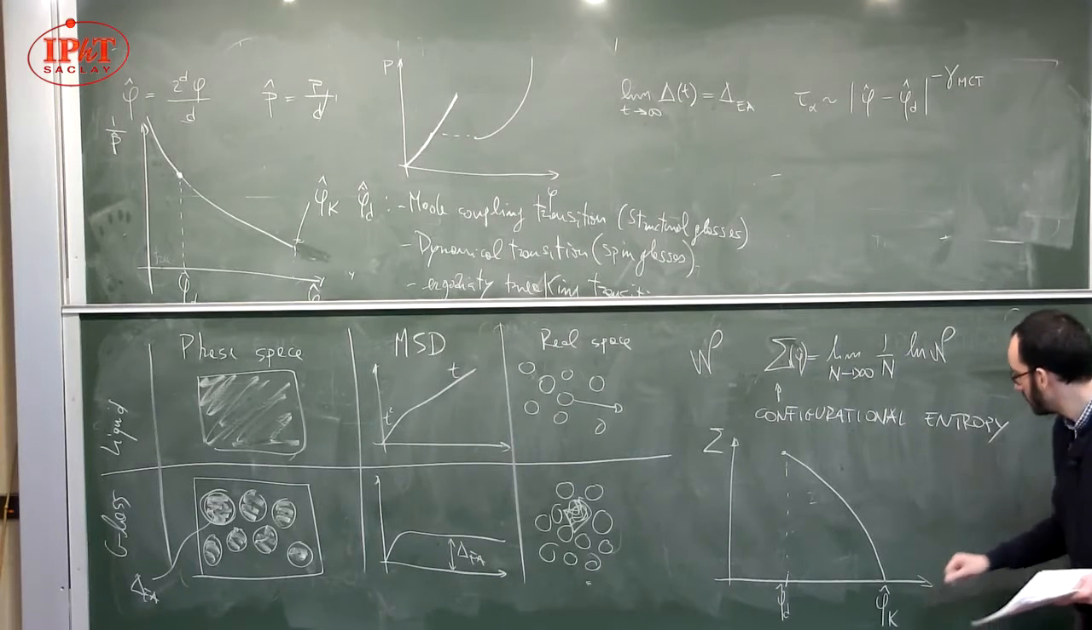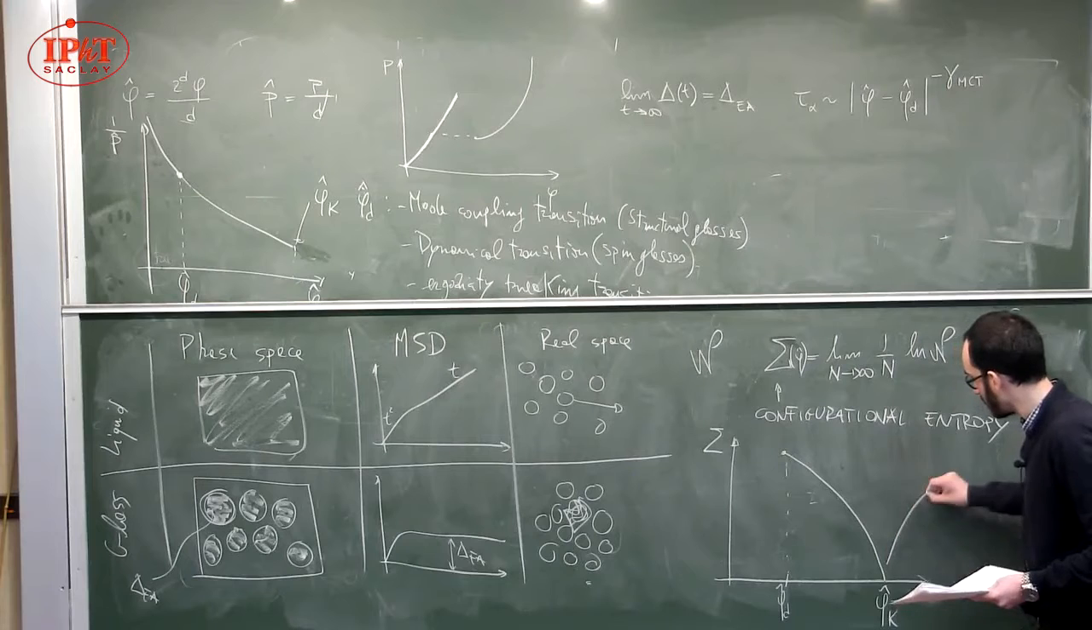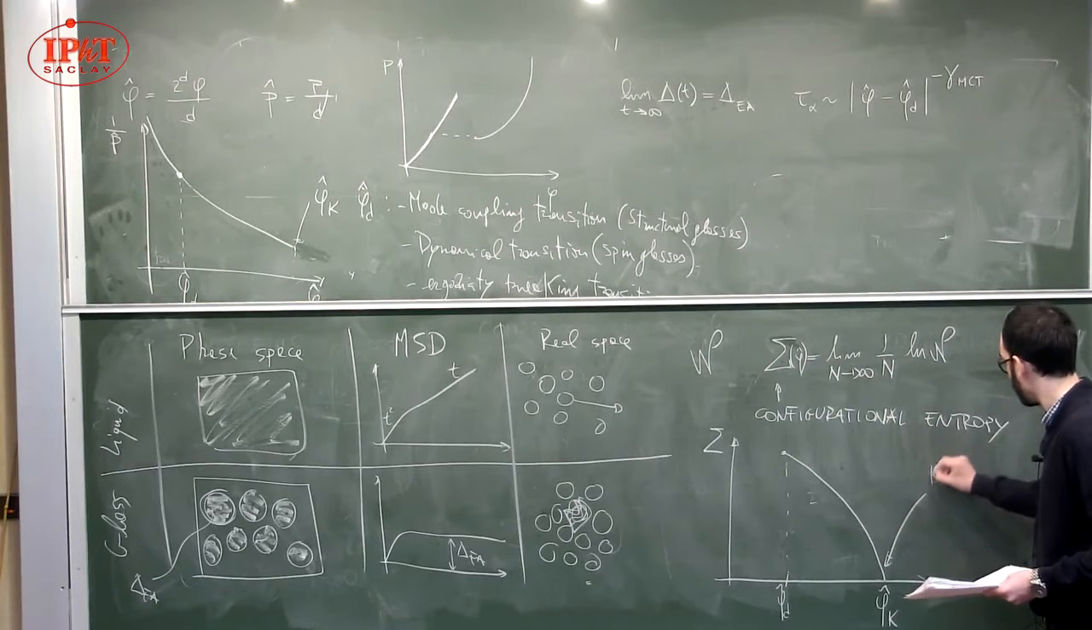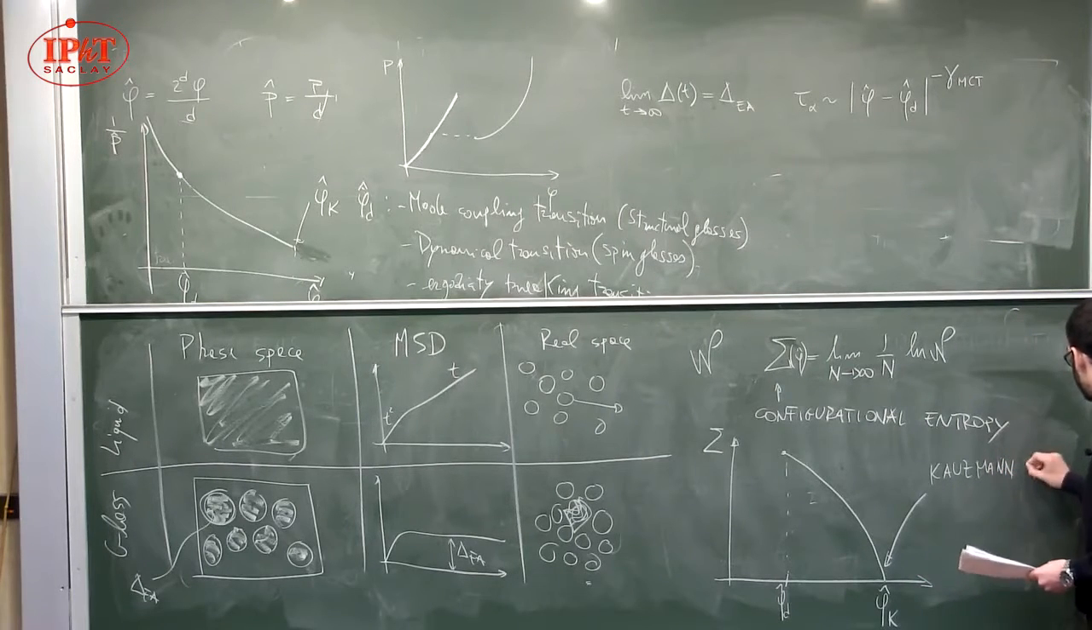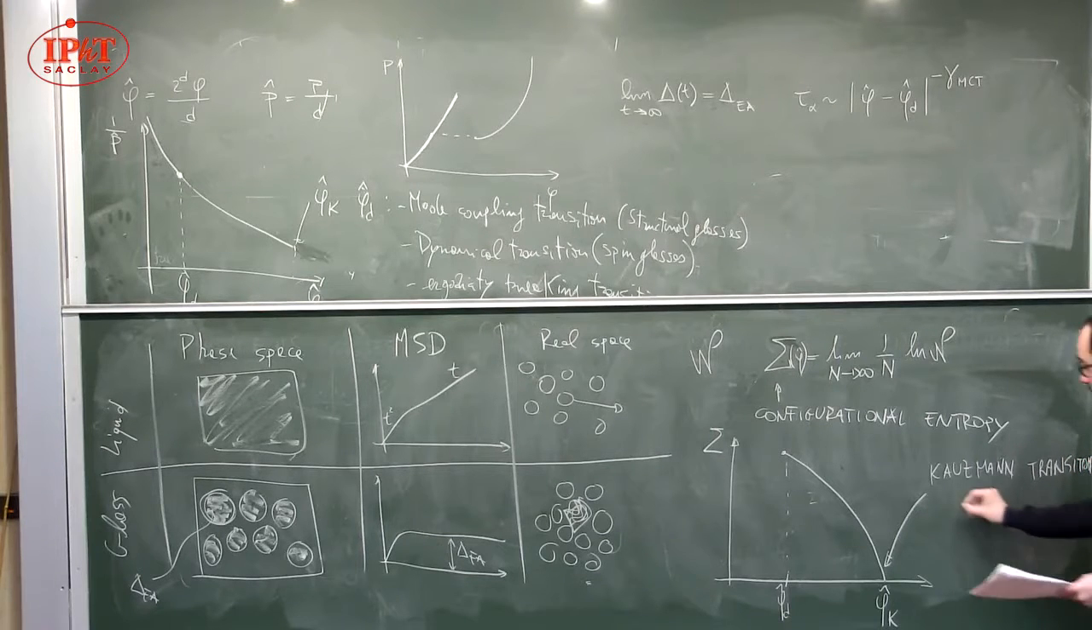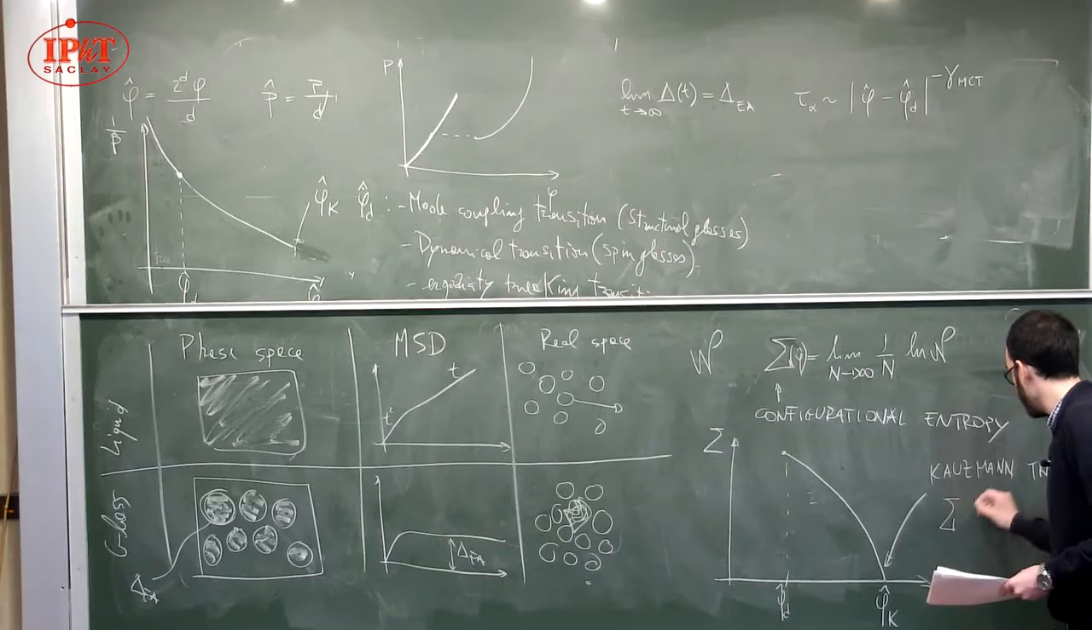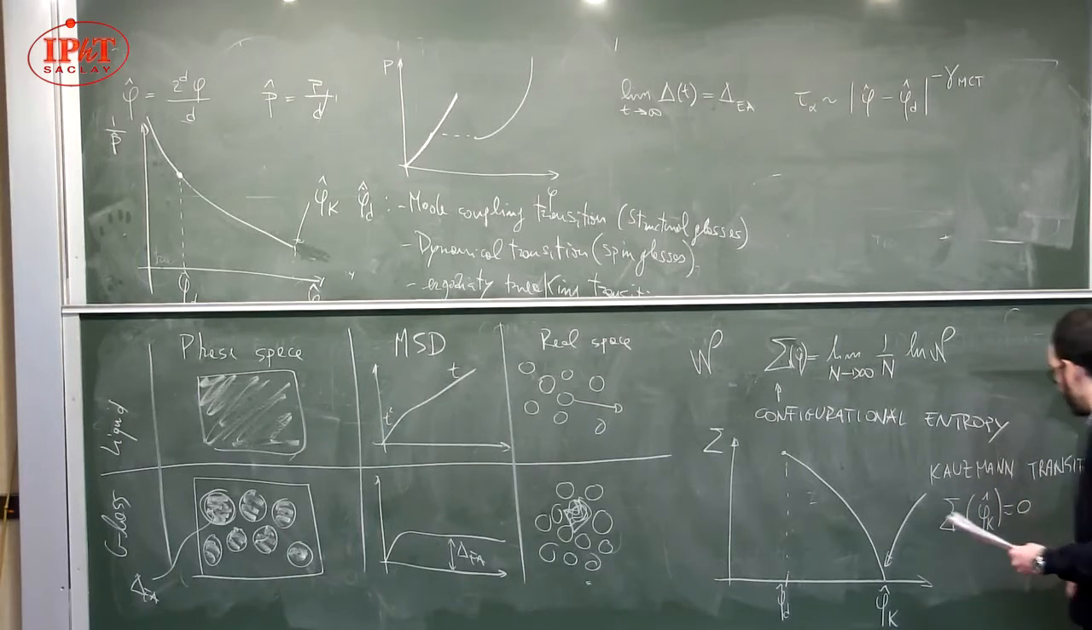So the definition of the Kauzmann transition is that the configurational entropy is 0.